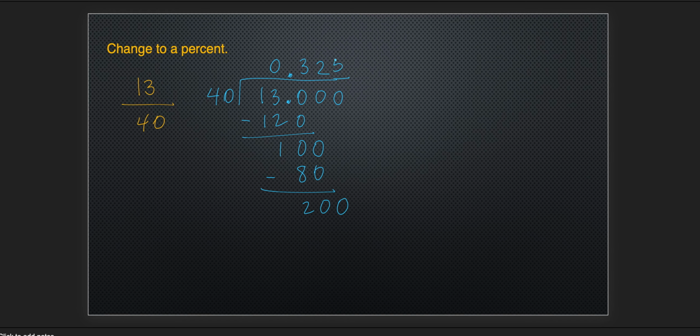40 times 5 is an even 200, so that's where we'll get a 0 remainder, and we know we can stop. So we got our decimal number that this fraction is equivalent to, 0.325. We just need to convert that to a percent, and we move the decimal 2 places to the right, 32.5%. And that's it.